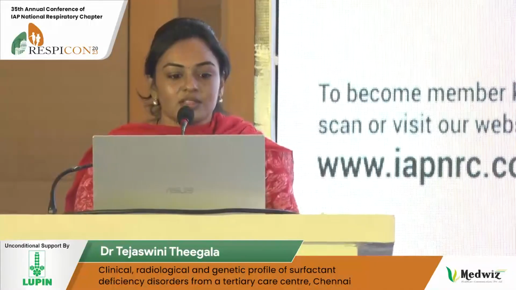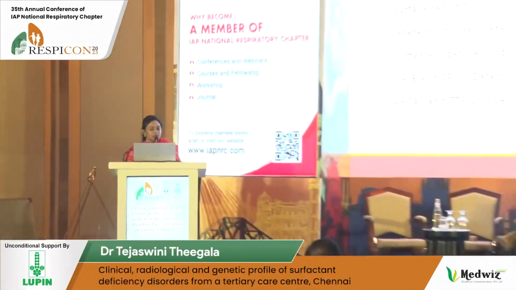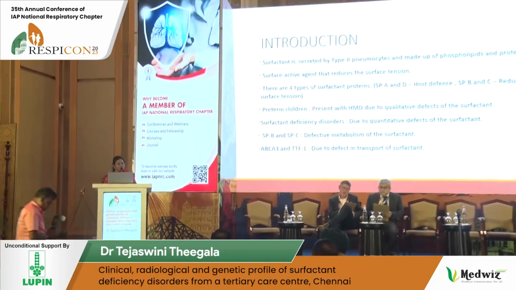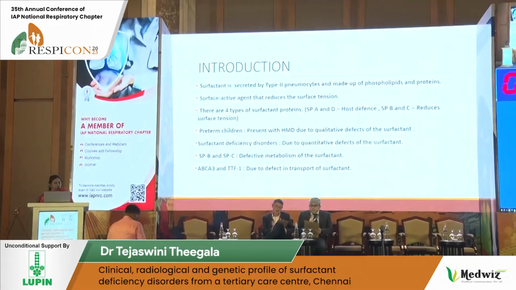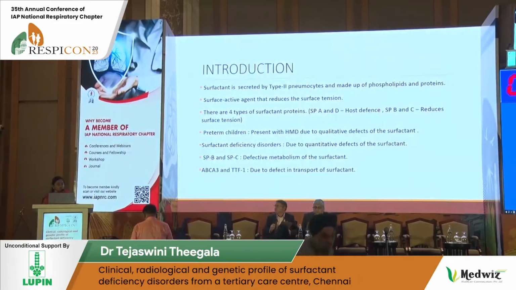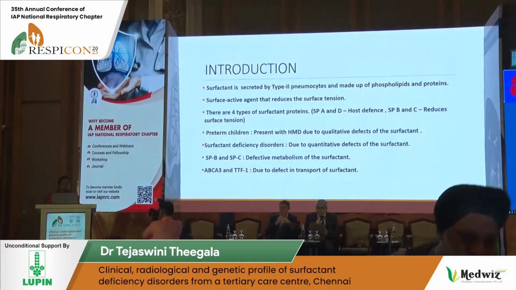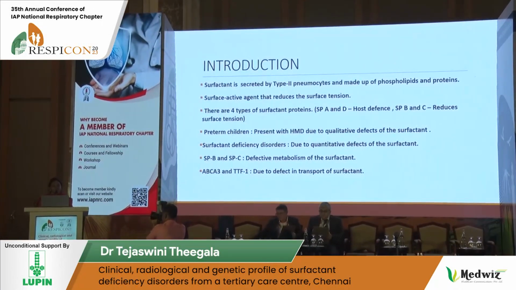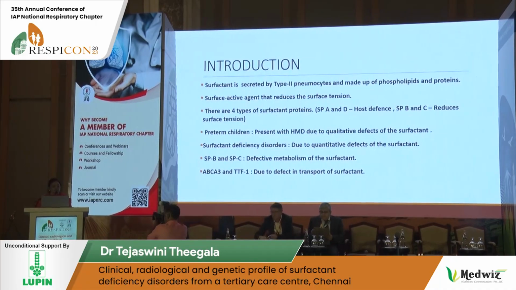Surfactant is secreted by type 2 pneumonocytes and made up of phospholipids and proteins, and it is a surface active agent that reduces the surface tension. There are 4 types of surfactant proteins. While A and D help in host defense, B and C surfactant proteins reduce the surface tension.